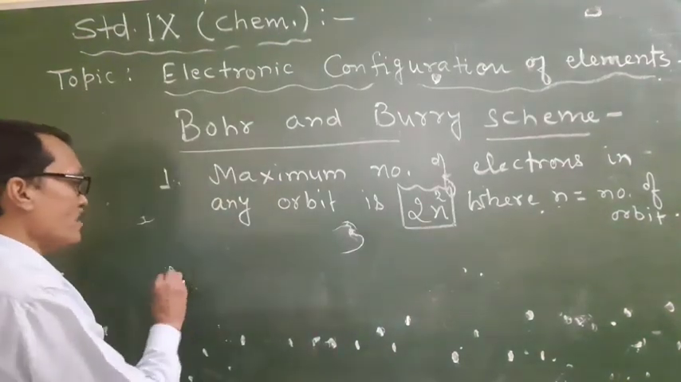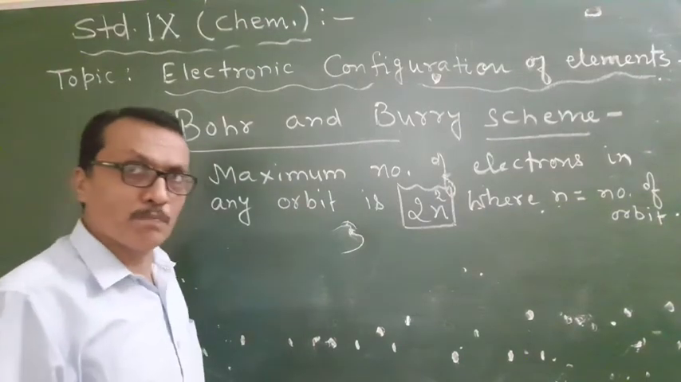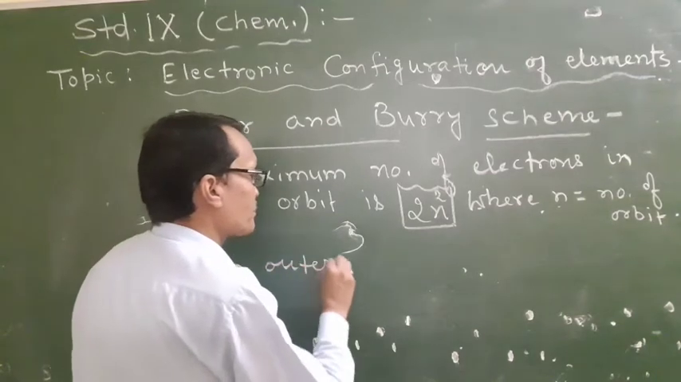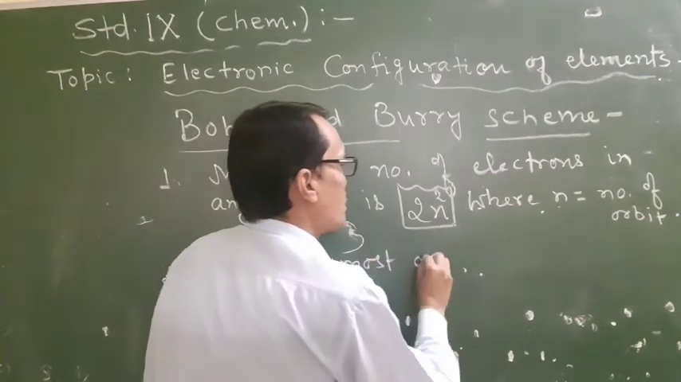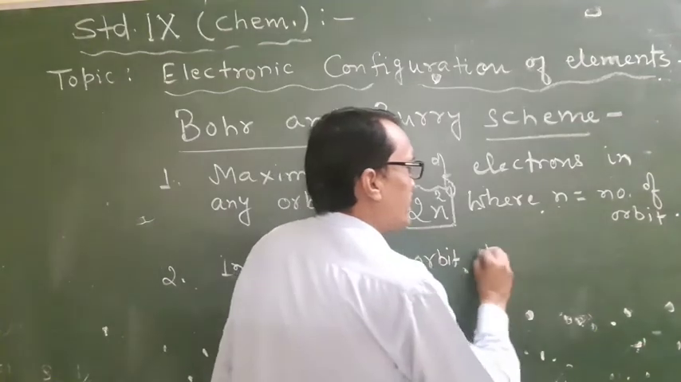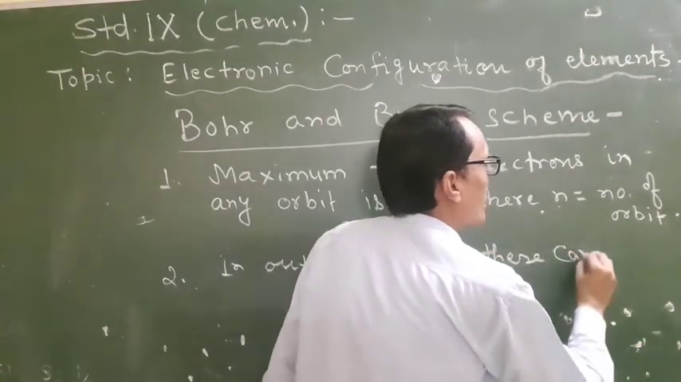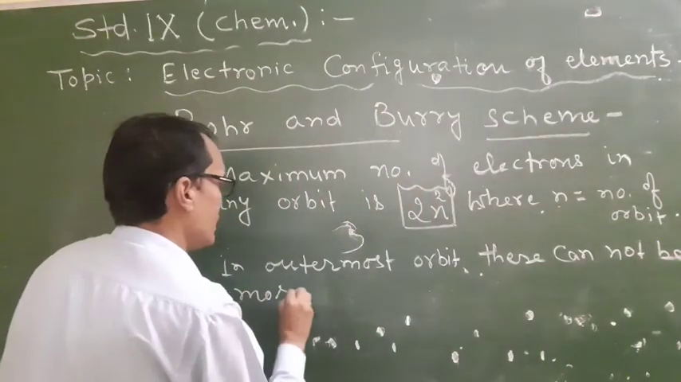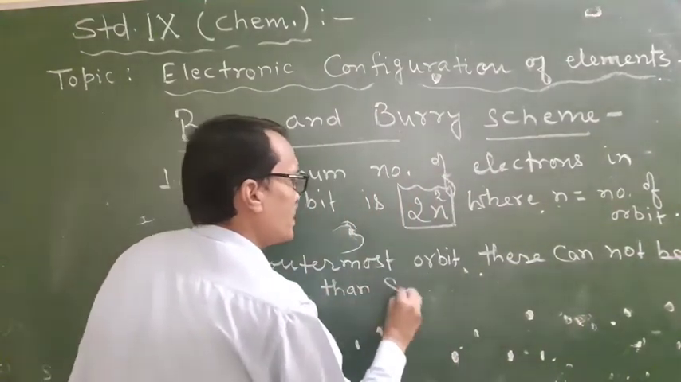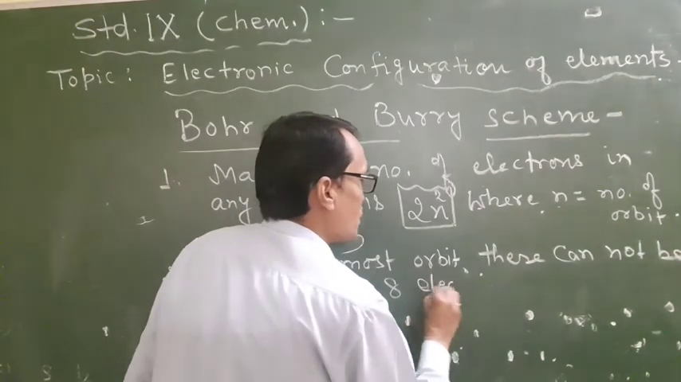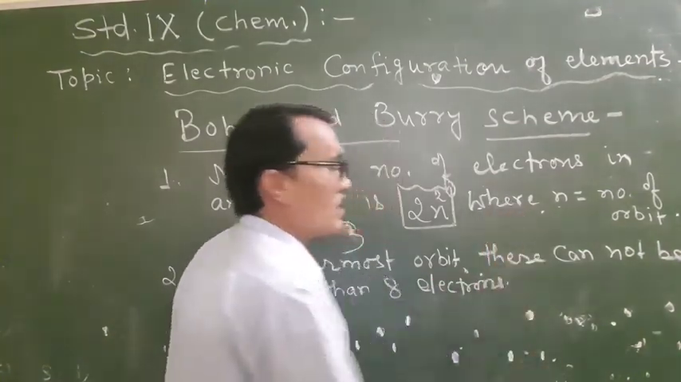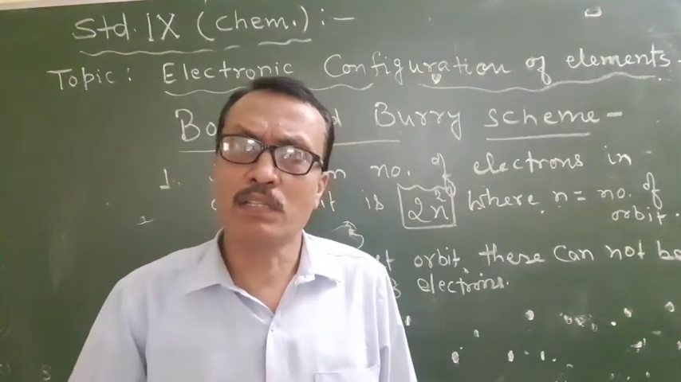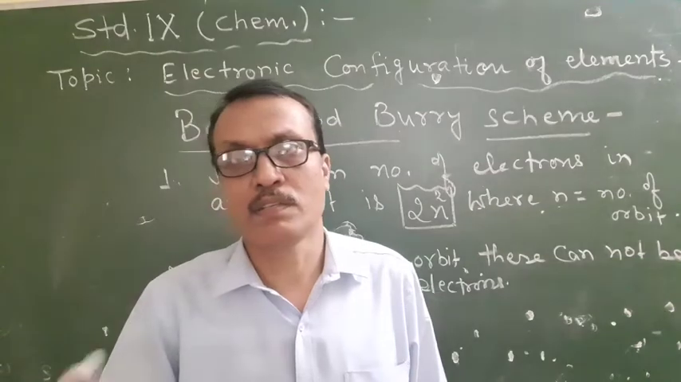Now the second point of the Bohr and Bury scheme is that in the outermost orbit, there cannot be more than 8 electrons. There cannot be more than 8 electrons, whatever the orbit is.